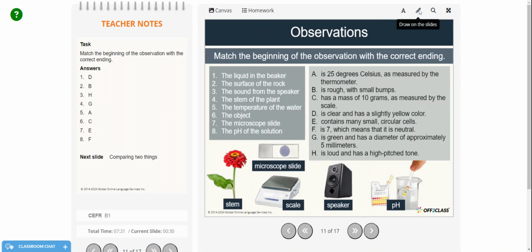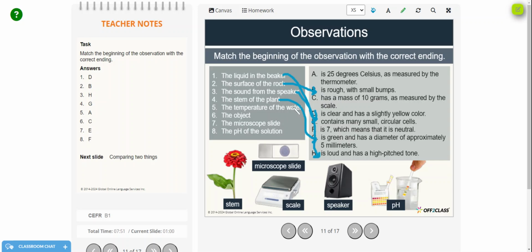All right, so number one, the liquid in a beaker goes with D, is clear and has a slightly yellow color. The surface of the rock, B, is rough with small bumps. The sound from the speaker, H, is loud and has a high pitched tone. The stem of the plant is G, green, and has a diameter of approximately 5 millimeters.